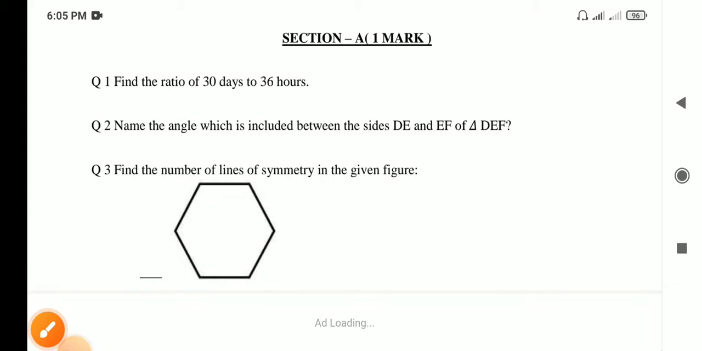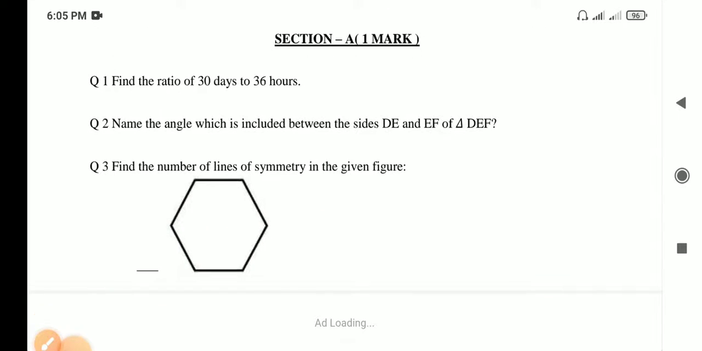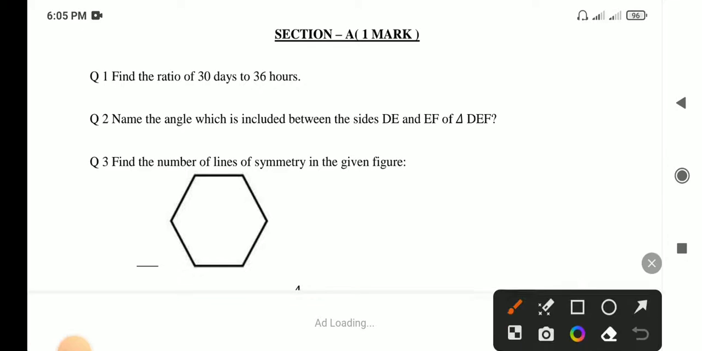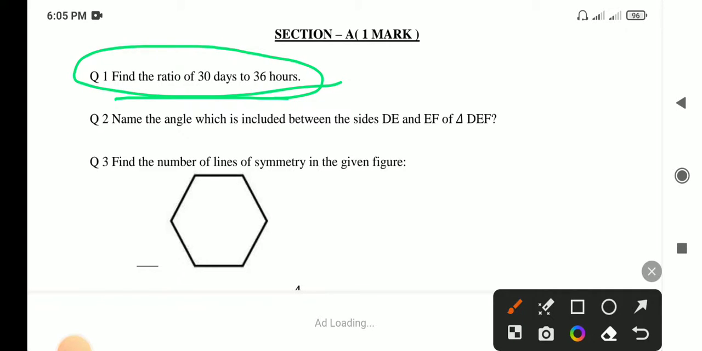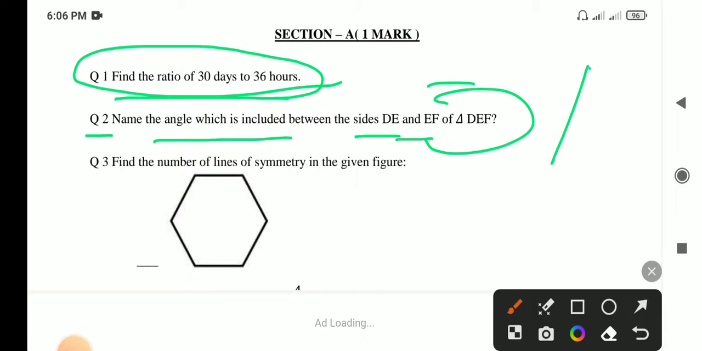You have already been informed that all the questions in section A are of 1 mark each, and now let's start with the first question. In question number 1, find the ratio of 30 days to 36 hours. Yes, 30 days to 36 hours. The question is very clear, you can solve. Question number 2, name the angle which is included between the sides DE and EF of triangle DEF. Yes, there is a triangle DEF. You can draw a triangle and write its name, that DEF is the given triangle.